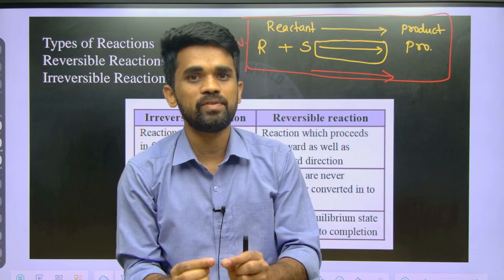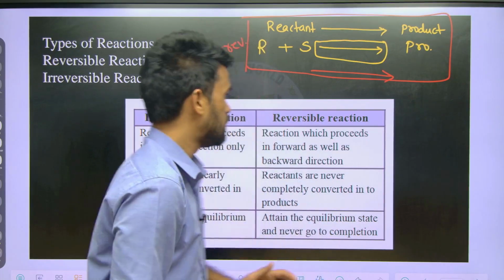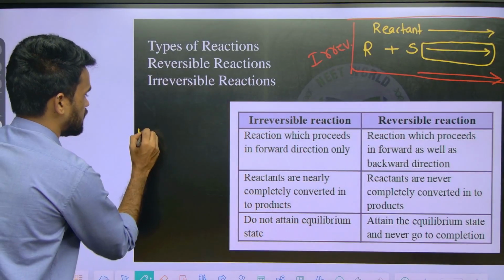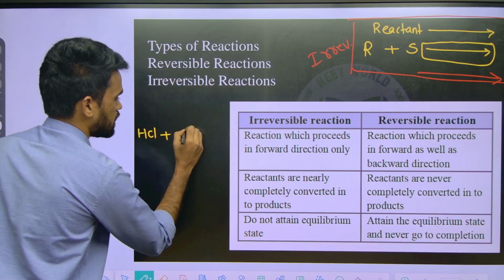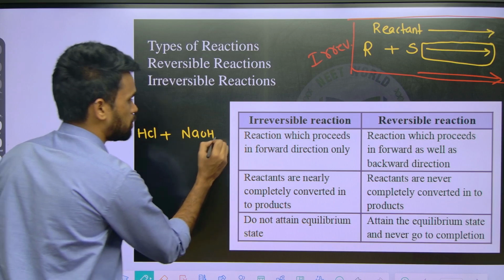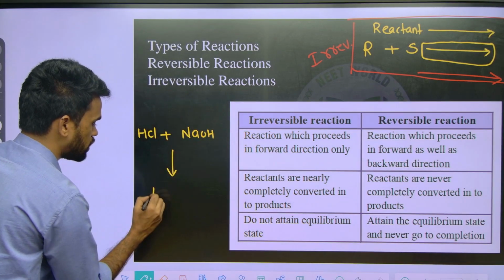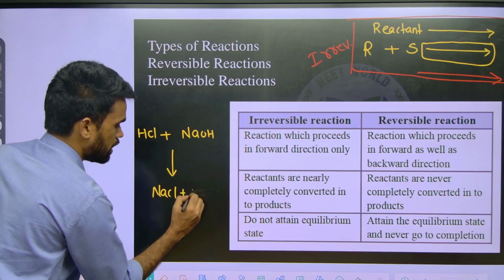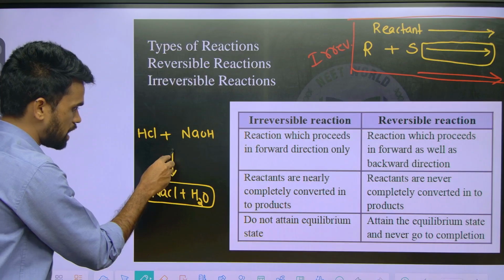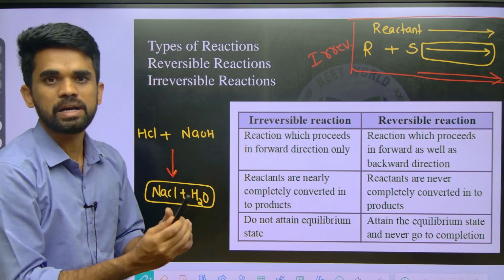The best example for an irreversible reaction is an acid base reaction. For example, take the basic acid and base that we know, HCl and NaOH. When you do this NaOH and HCl reaction, this acid base reaction, the reaction takes place completely in the forward side only, one direction only, like this. You are going to get NaCl plus H2O. This kind of salt and water formation takes place. The reaction is moving in only one direction, so you can say this reaction is an irreversible reaction.